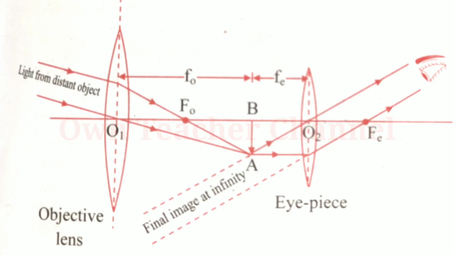This image AB acts as an object for the eyepiece. It is adjusted in such a way that the final image is formed at infinity. To change the magnification, eyepieces of different focal lengths can be used by keeping the objective the same.